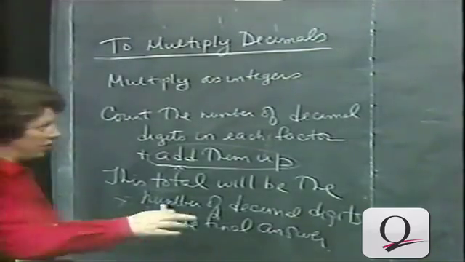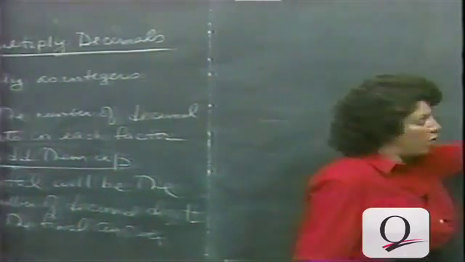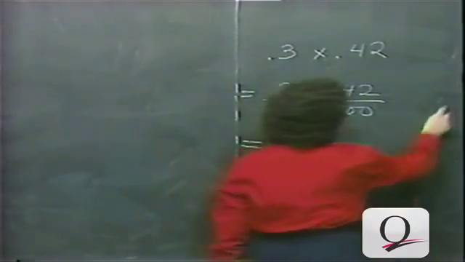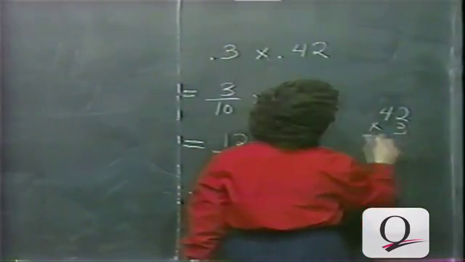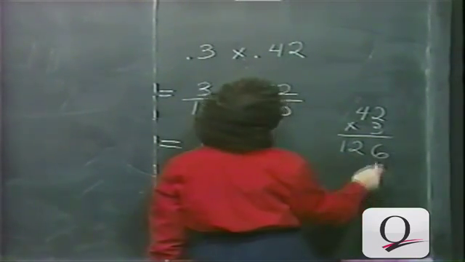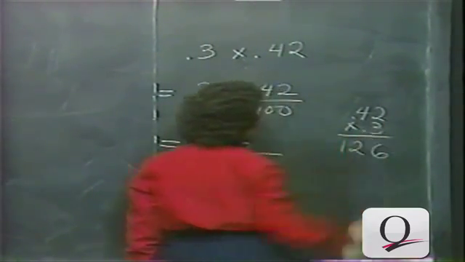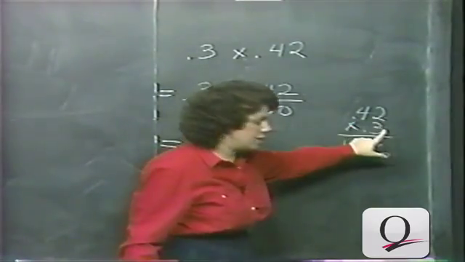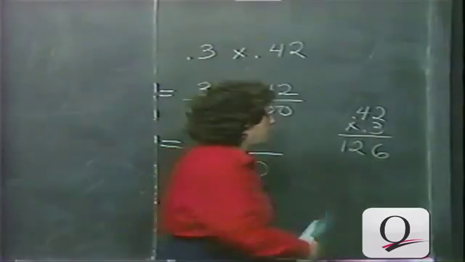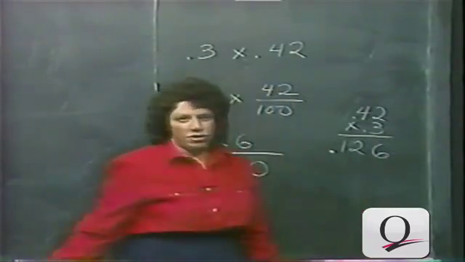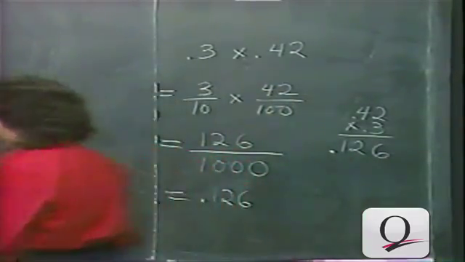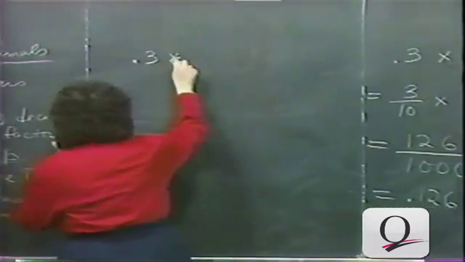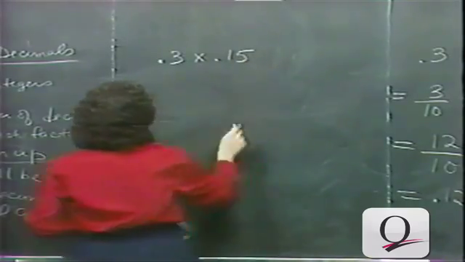Going back to the problem we had just done, 0.3 times 0.42. In other words, you would multiply just 42 times 3 and get 126. You just multiply as if they were integers and then say this has 2 decimal digits, this has 1 decimal digit, 2 plus 1, this should have 3 decimal digits. Okay, let's try another example. 0.3 times 0.15.